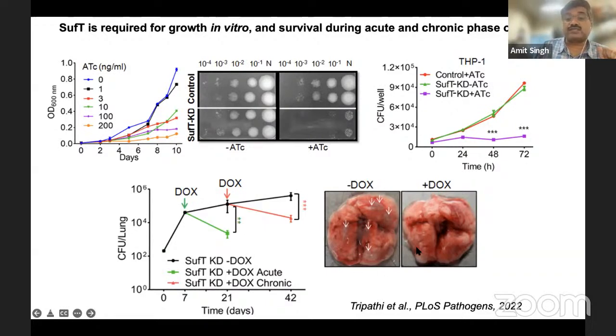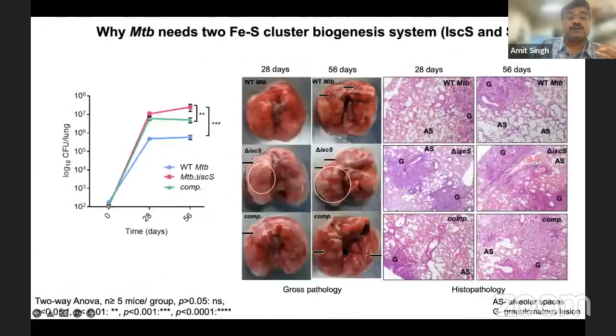Pathology defect also, you can see that when you depleted SUFT, you have a clean pathology because the bacillary load is cleared up as compared to the SUFT sufficient strain. So having shown this, this is all published data.